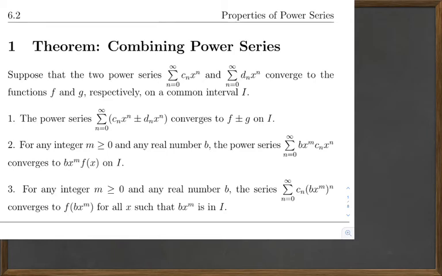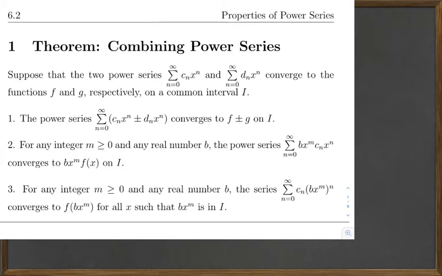Second property, for any integer m greater than or equal to 0 and any real number b, the power series sum n equals 0 to infinity of bx to the m, so the bx to the m, that's just a constant, times c sub n x to the n is going to converge to bx to the m f of x on the interval I.